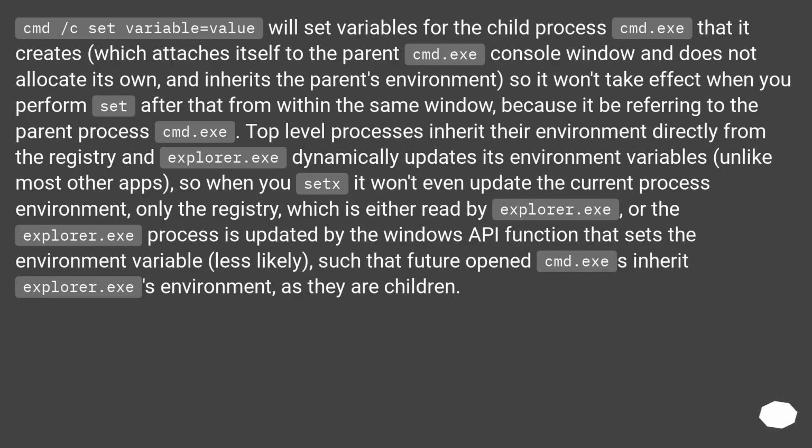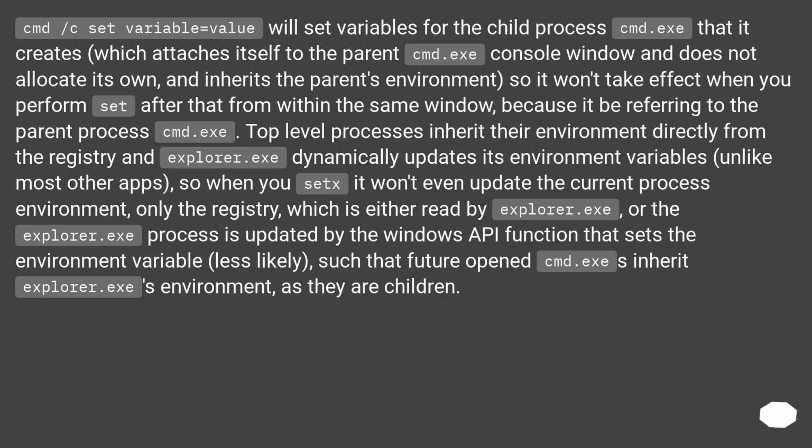cmd /c set variable=value will set variables for the child process, cmd.exe, that it creates, which attaches itself to the parent cmd.exe console window and does not allocate its own, and inherits the parent's environment, so it won't take effect when you perform set after that from within the same window, because it would be referring to the parent process, say cmd.exe.